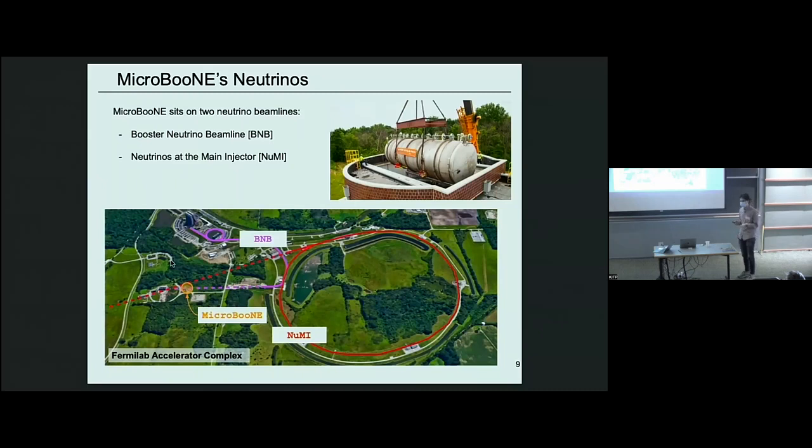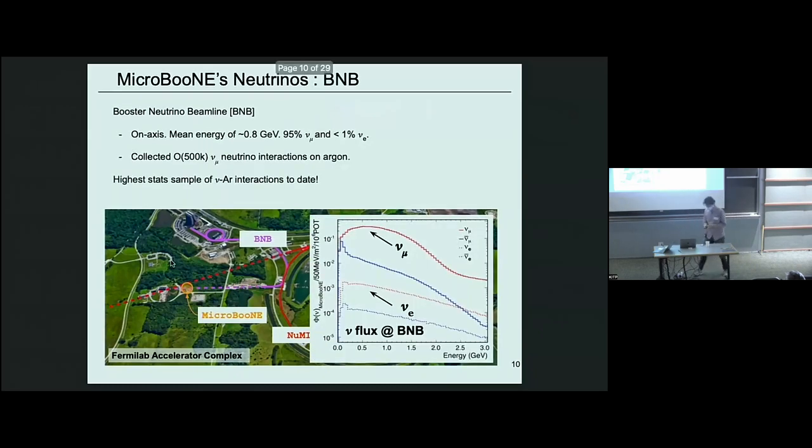line on axis. It was placed there in order to investigate the MiniBooNE low energy excess. But we also sit, though off axis, exposed to a fairly large flux of neutrinos from NuMI. So let me just give a few words on each of these beams and their characteristics. For the booster neutrino beam line, as I mentioned, we're on axis.